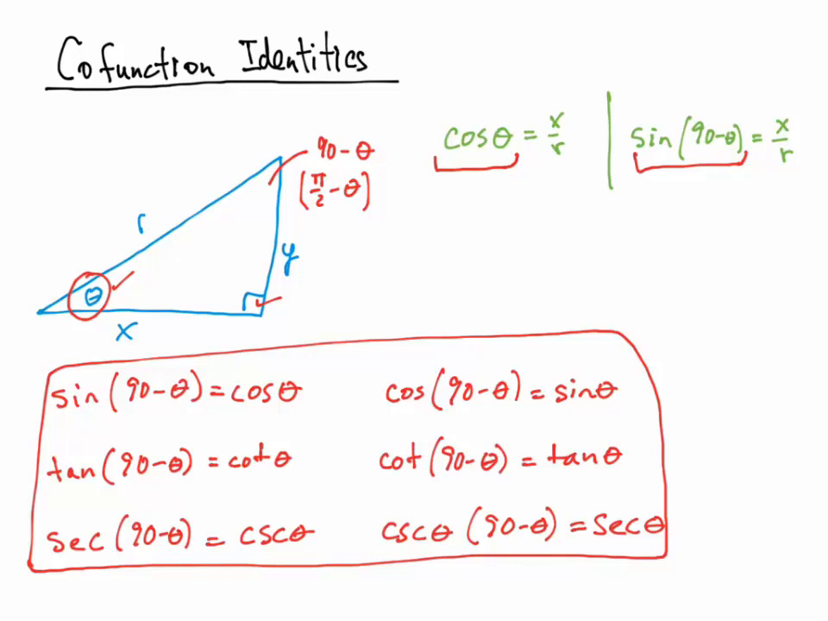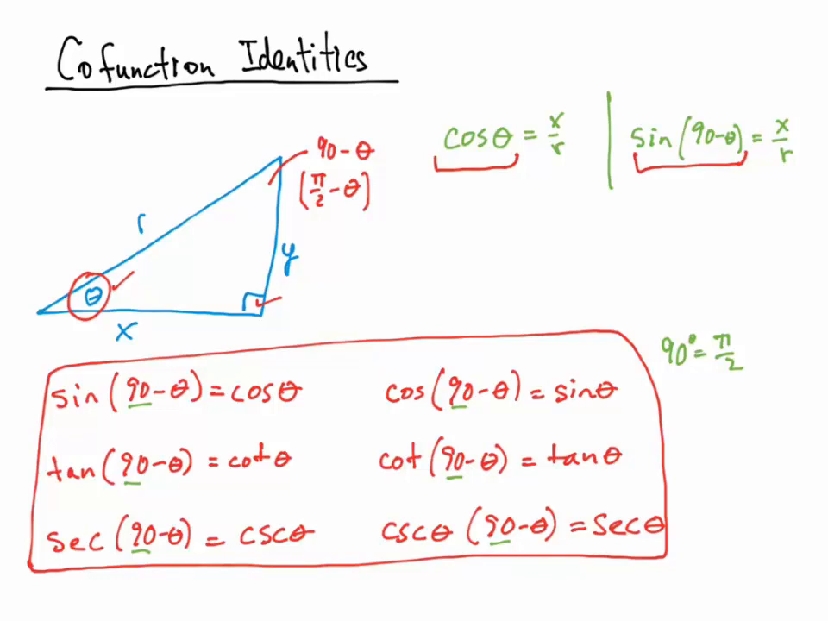Now, I wrote all of these in terms of degrees, but we could also rewrite them in terms of radians. We could, because we know that 90 degrees is equal to pi over 2. So in each of these positions, we could replace the 90 with pi over 2. So we could write the cofunction identities in terms of radian measurement.